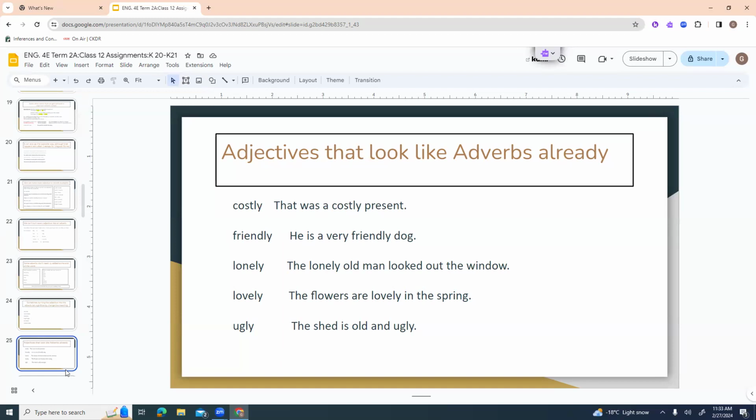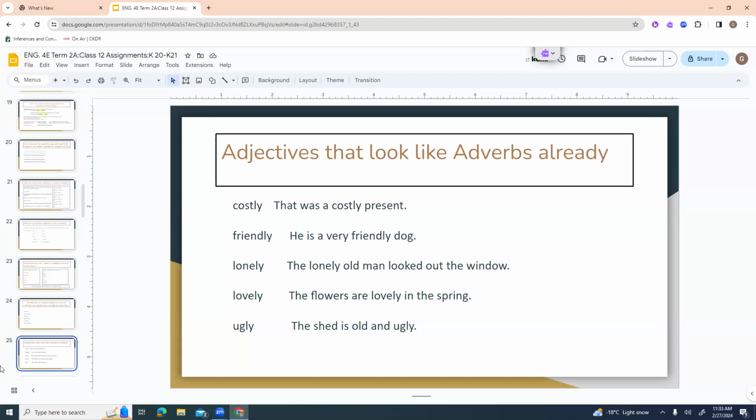Basically, for these, we're taking a noun like friend and we've added ly to turn it into an adjective. I don't know why. It seems like we should have picked a different type of ending. It would make more sense and be less confusing, but I didn't make the rules. I'm just kind of telling you what they are.